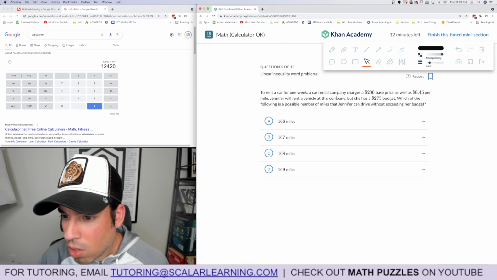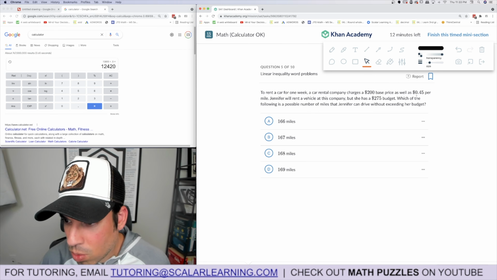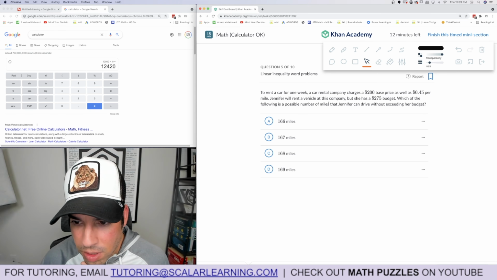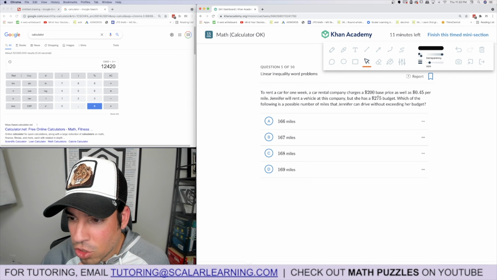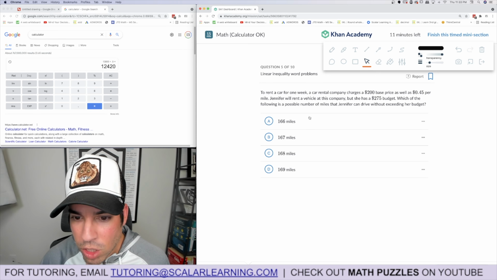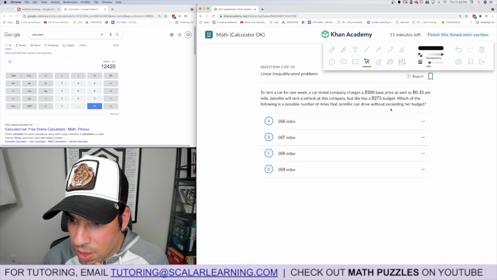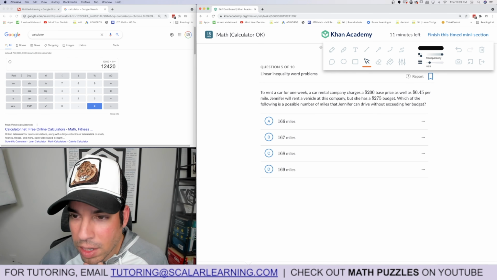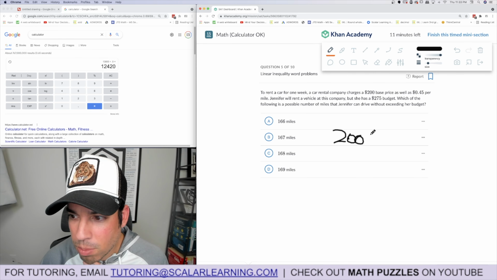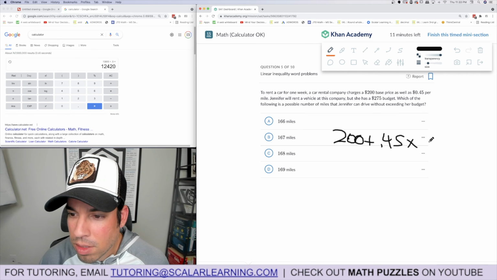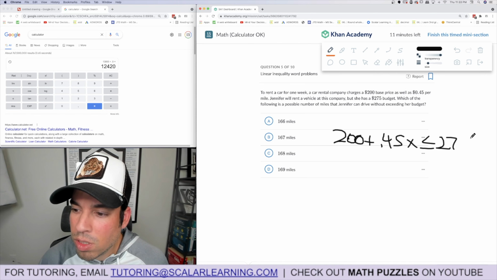To rent a car for 1 week, a car rental company charges $200 base price as well as 45 cents per mile. Jennifer will rent a vehicle at this company, but she has a $275 budget. Which of the following is a possible number of miles that Jennifer can drive without exceeding her budget? Okay. So it's 200 plus 0.45x has to be less than or equal to 275 as the budget.